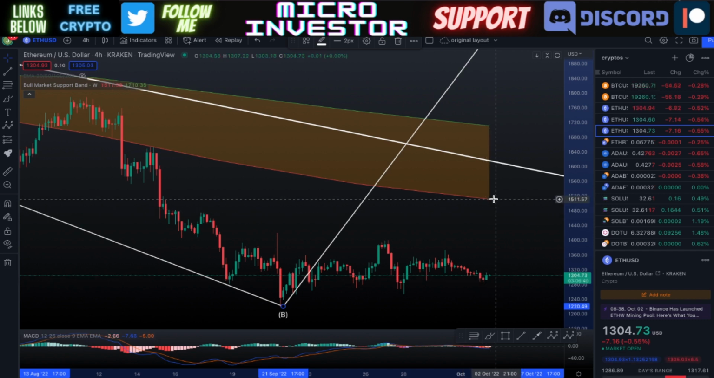Now, currently the bull market support band is sitting at around $1,500. Now, if we were to break out of this trend from where we're at right now, the trend is at around $1,600, which also is not that big of a price move for Ethereum to make.